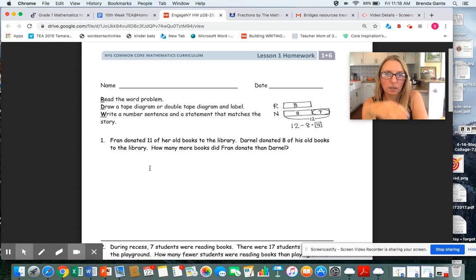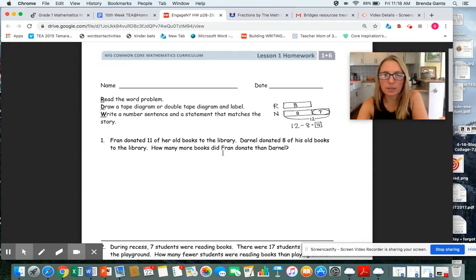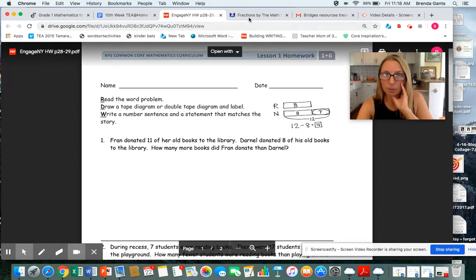All right. Fran donated 11 of her old books to the library. Darnell donated 8 of his old books to the library. How many more books did Fran donate than Darnell? So if Fran donated 11 and Darnell donated 8 of his old books, we're going to have to think, if you had a rectangle to represent the books for each of them, whose rectangle would be longer? It would be the one who donated more of their books, right? This does not represent it, so I'm going to show you here.